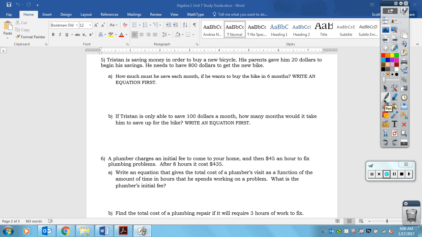Moving on to part 2 of the Algebra 1 Unit 7 study guide on writing equations. Number 5 says Tristan is saving money in order to buy a new bicycle. His parents give him $20 to begin his savings. So no matter what, he has $20.